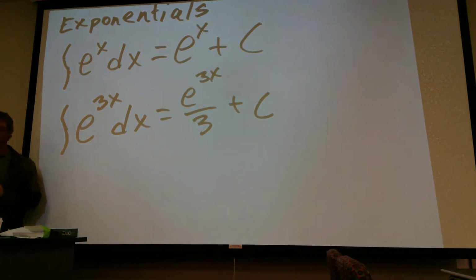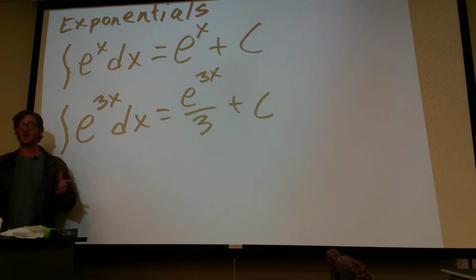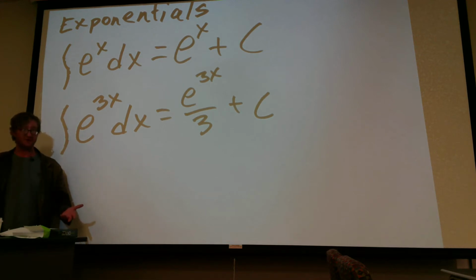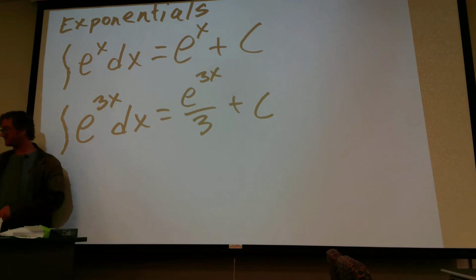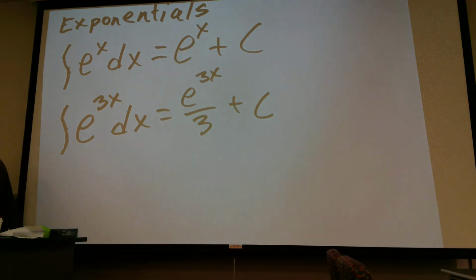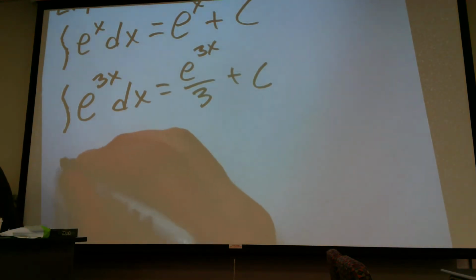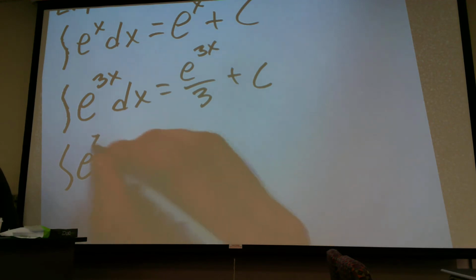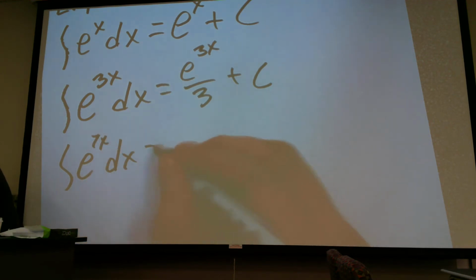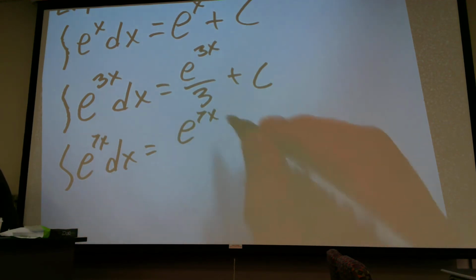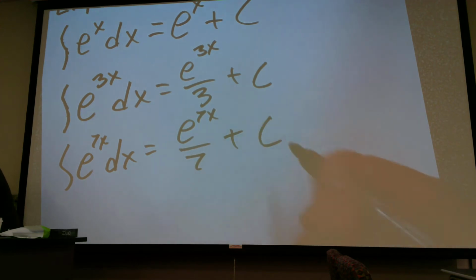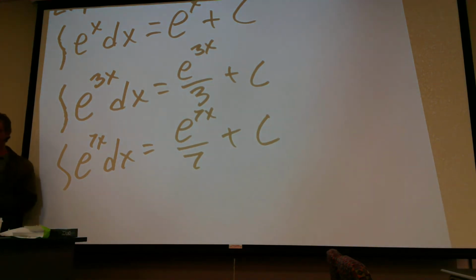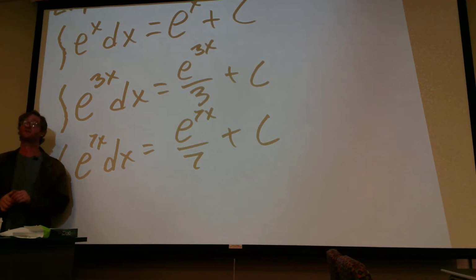So even on something like sine of 2x, that would be negative cosine of 2x divided by 2 to compensate for the chain rule spitting out that 2, okay? All right, so it doesn't matter what's on the interior. Let's say we had the integral of e to the 7x with respect to x. Yeah, that's e to the 7x divided by 7 plus a constant. Okay? So we're always trying to compensate for the chain rule.